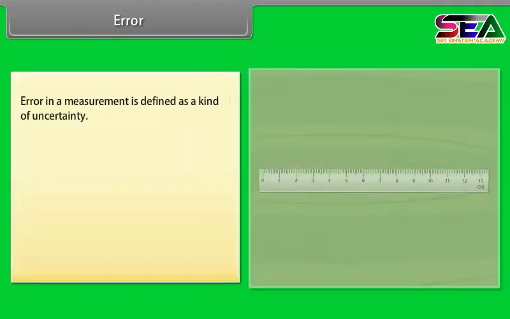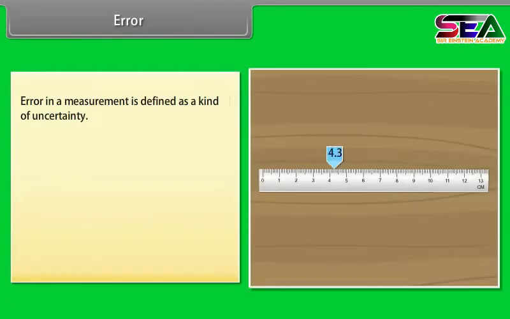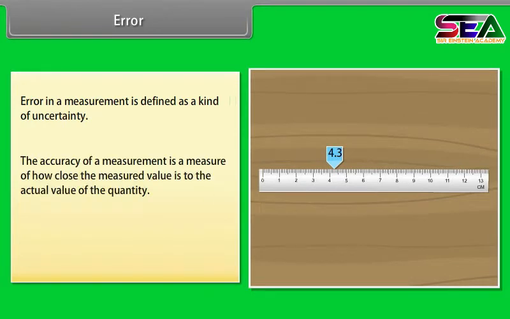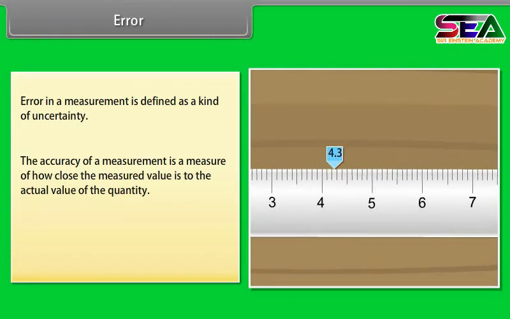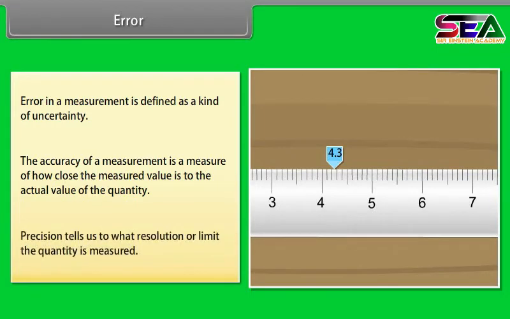Error. The result of every measurement by any measuring instrument contains some uncertainty. Error in a measurement is defined as a kind of uncertainty. The accuracy of a measurement is a measure of how close the measured value is to the actual value of the quantity. Precision tells us to what resolution or limit the quantity is measured.